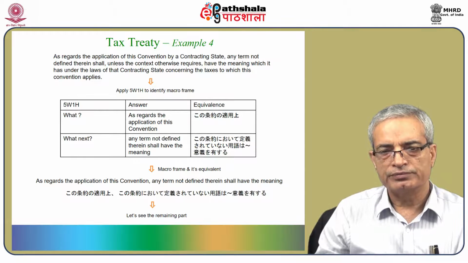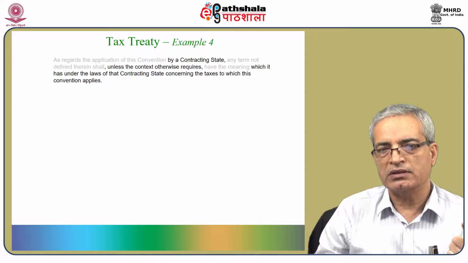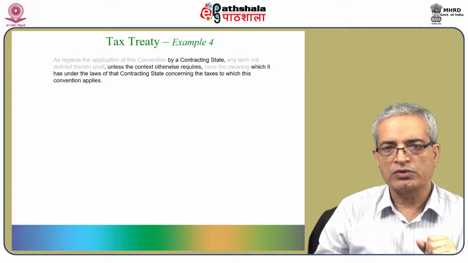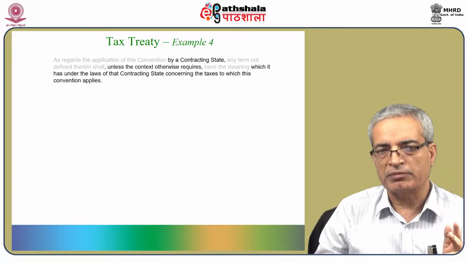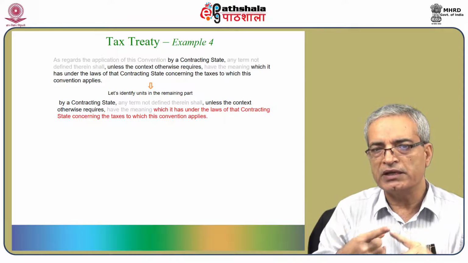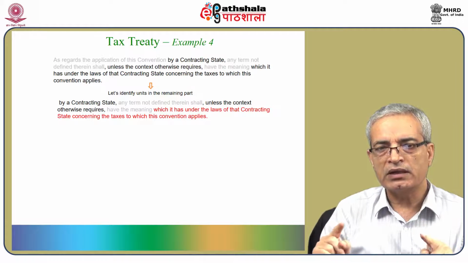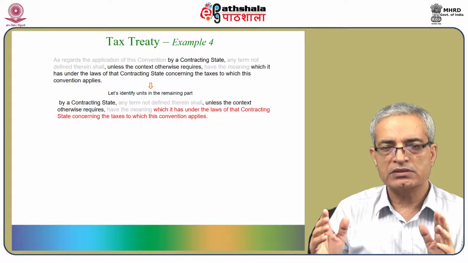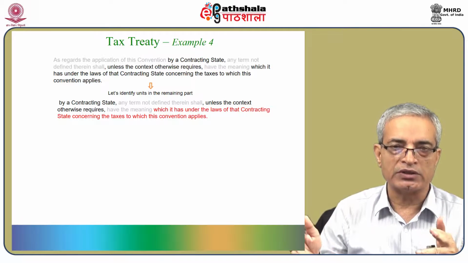Let's see the remaining part now. The remaining part was, there were few parts actually. So by a contracting state was missed out, unless the context otherwise requires is missed out, which it has under the laws of that contracting state concerning the taxes to which this convention applies. If you are finding it still difficult, I suggest look at by a contracting state. This is fine. By me, by him, almost same. Unless the context otherwise requires. This is an expression. So I would suggest that this type of expression can be taken as a unit itself.